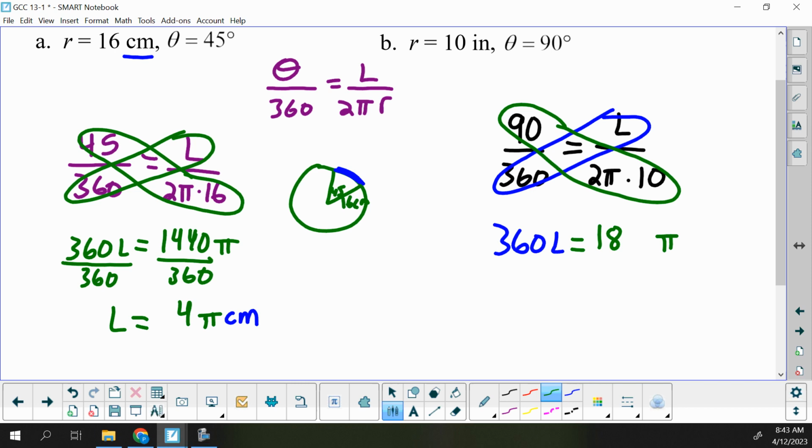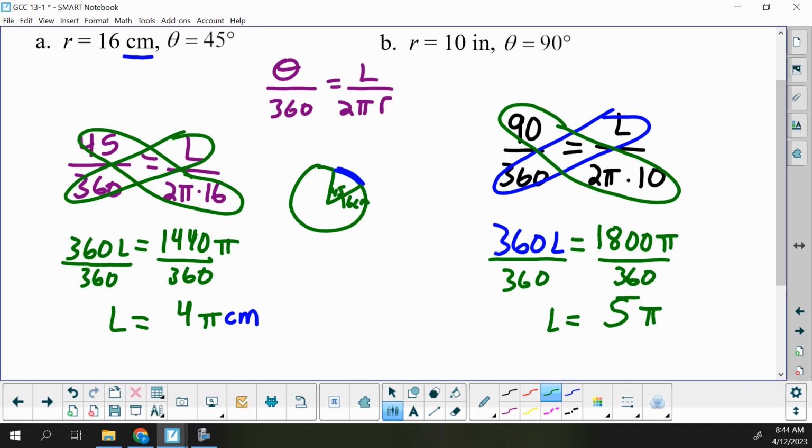And we should get 1800 pi. To get L by itself, we want to undo the fact that it's being multiplied by 360. So we'll divide both sides by 360. There's only a pi in the numerator, so our answer will have a pi in it. When we put it in the calculator, we'll just do 1800 divided by 360. And when we do that, we should get 5.